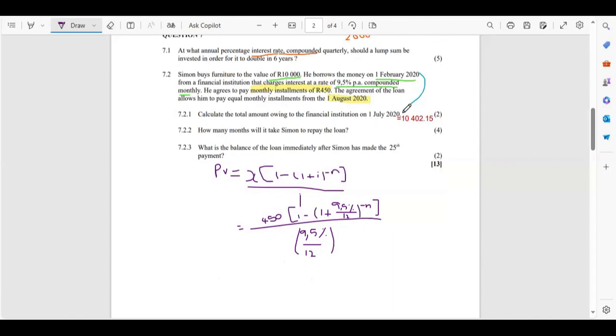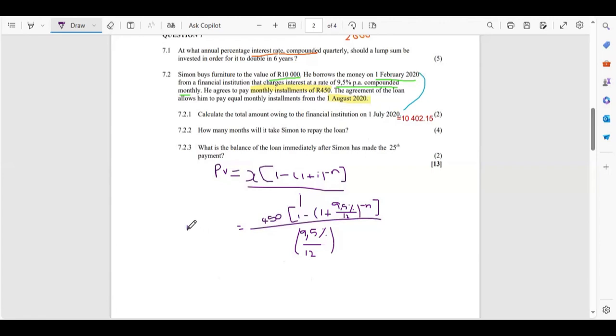So in these kinds of questions where they say 7.2 and you find 7.2.1, 7.2.2, 7.2.3, just like in this example, the amounts you calculate at the beginning, you would use them in your succeeding questions. You're most likely going to make use of them. Here, you need to make use of this 10,402.15. Even if this amount is wrong, for the mere fact that you took this and substituted it here, you would get a mark for that.